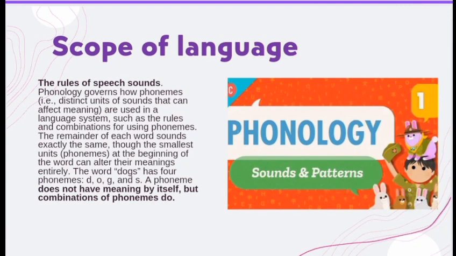Then we talk about scope of language. First scope of language is phonology. Phonology includes two words, phoneme and phonetics. Phoneme means the smallest unit of sound in language. Phonetics means the study of sounds of human speech.